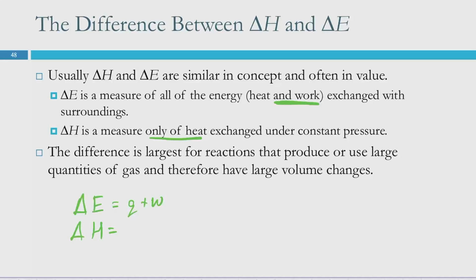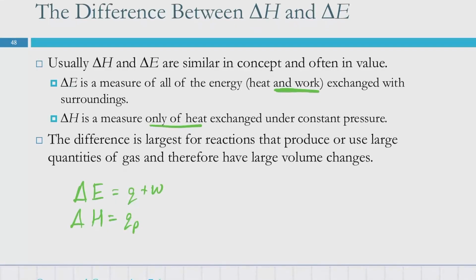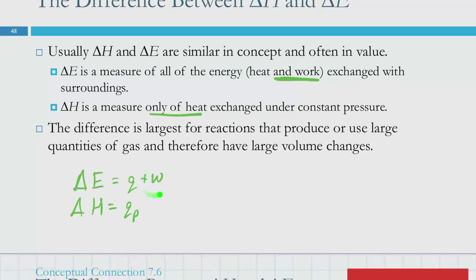So just to show those with the variables. The difference between them generally is just the work, whatever pressure volume work might be done. So if the work is small, then our delta E is about equal to our delta H, because the only difference is that change in internal energy has work involved in it as well.